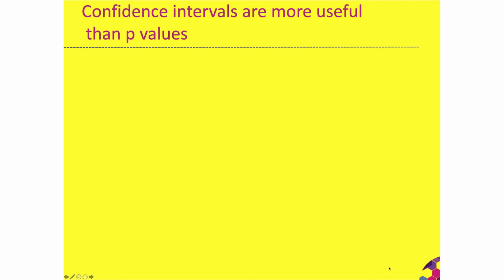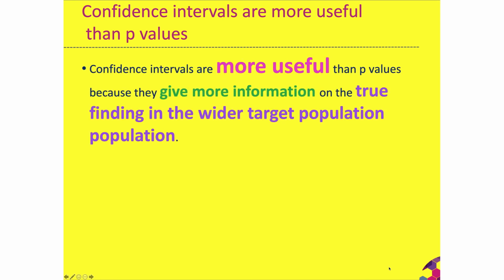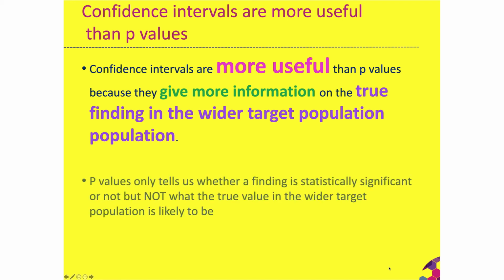Confidence intervals are more useful than p-values. They're more useful because they give more information on the true finding in the wider target population. P-values only tell us whether a finding is statistically significant, i.e. there is a real difference, or not. But it does not tell us anything about what the true value in the wider target population is likely to be. Confidence interval does allow us to do that.